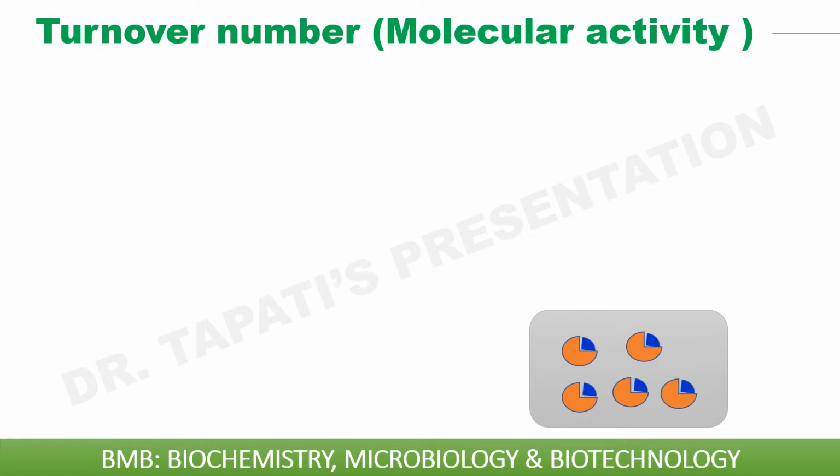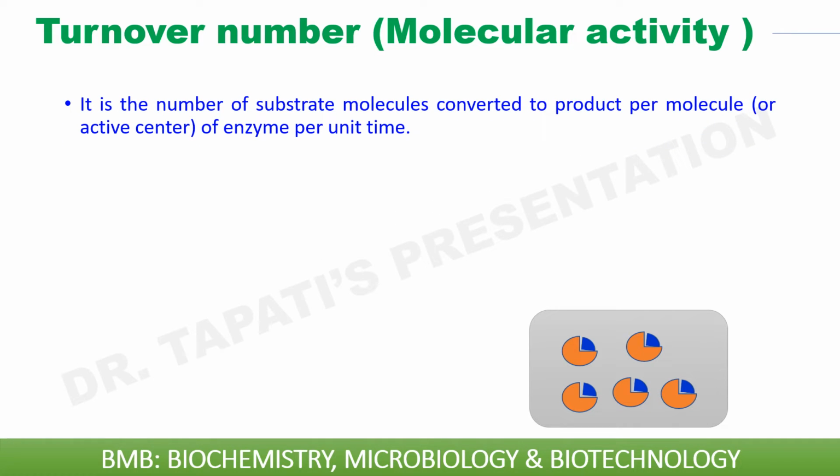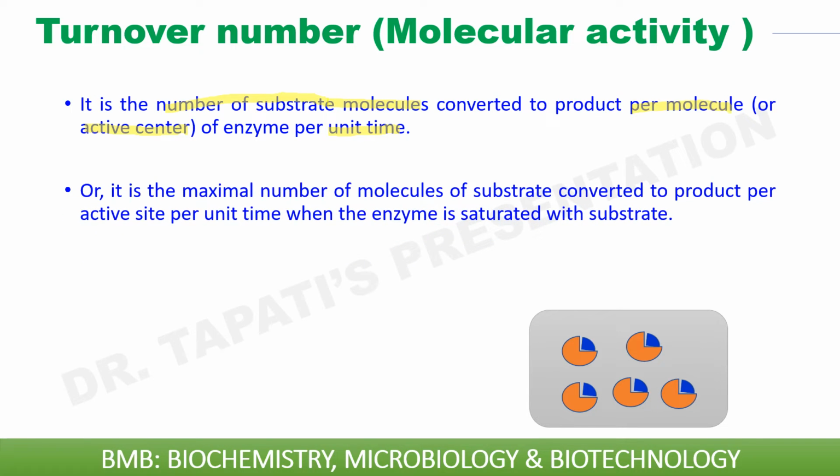Let's know what is turnover number or molecular activity of an enzyme. Turnover number is the number of substrate molecules converted to product per molecule or per active center of an enzyme per unit time, or it is the maximal number of molecules of substrate converted to product per active site per unit time when the enzyme is saturated with the substrate.